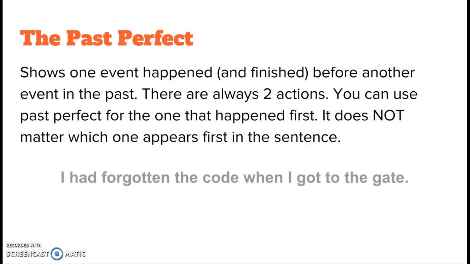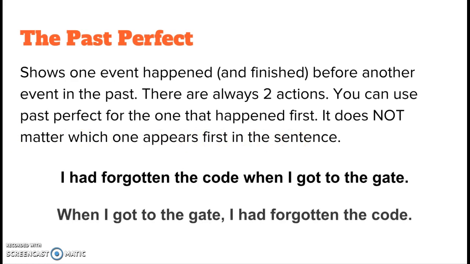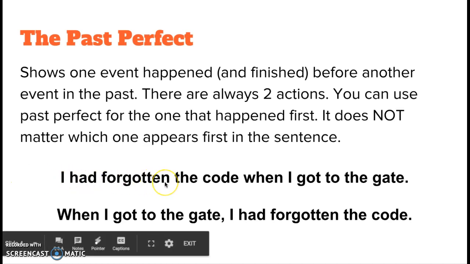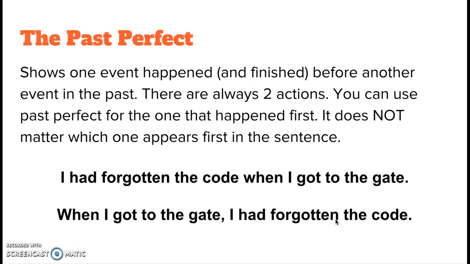So, for example, I had forgotten the code when I got to the gate. When I got to the gate, I had forgotten the code. I have two actions in each sentence. I put them in a different order, but the meaning is exactly the same. When I see past perfect, I know this one happened first. When I see past perfect here, I know this one happened first. So you can put it first or second in the sentence. It doesn't change the meaning.